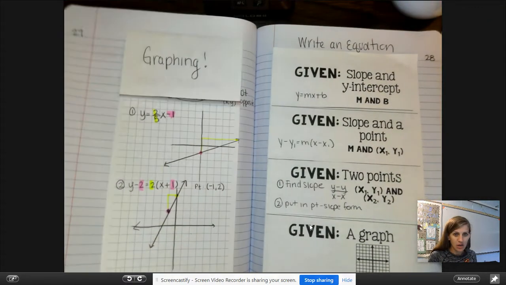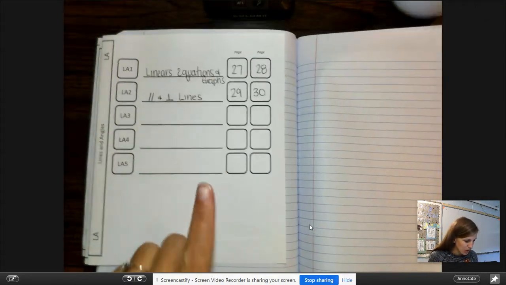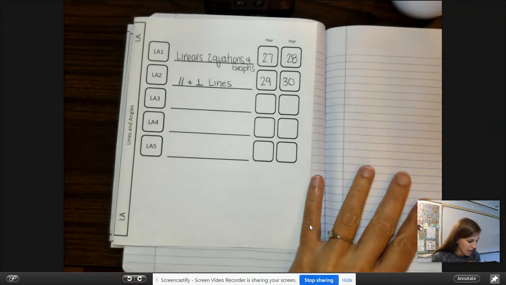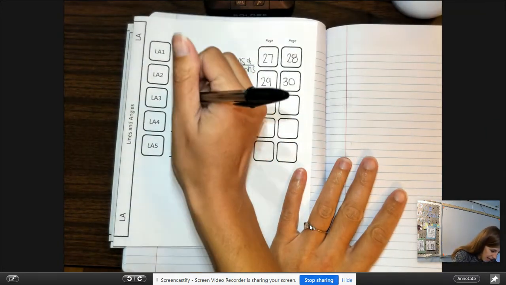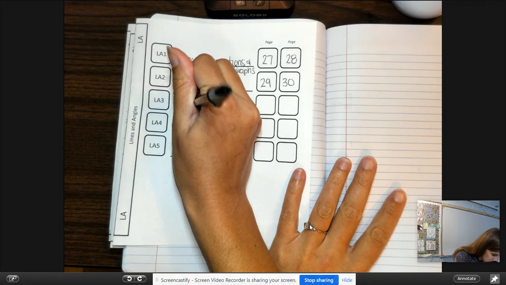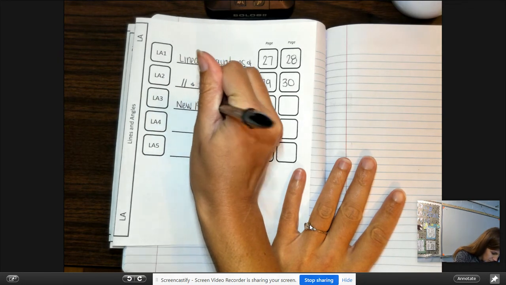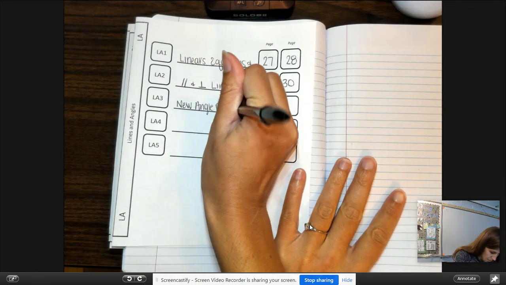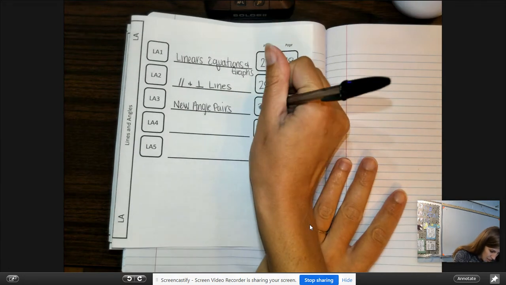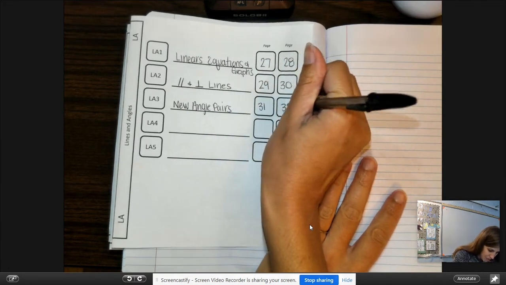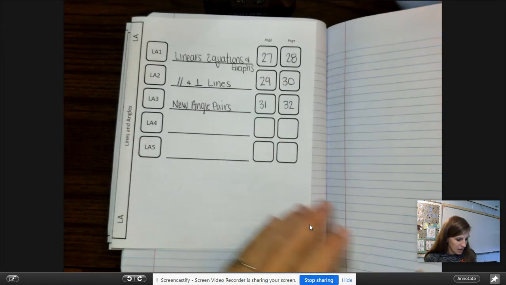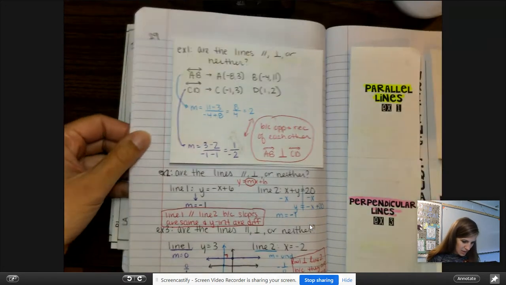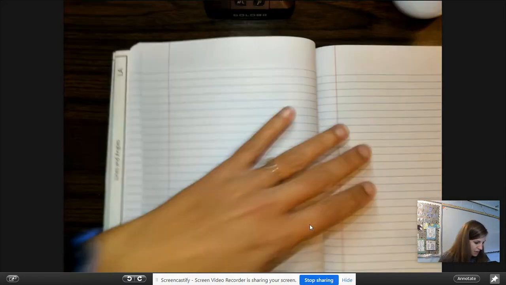All right, guys, we are going to add some more to our notebook, and today we're going to talk about some new angle pairs. So in our table of contents here, we're now going to add some new angle pairs. And we'll do that on 31 and 32. Okay, so here we go, 31 and 32.